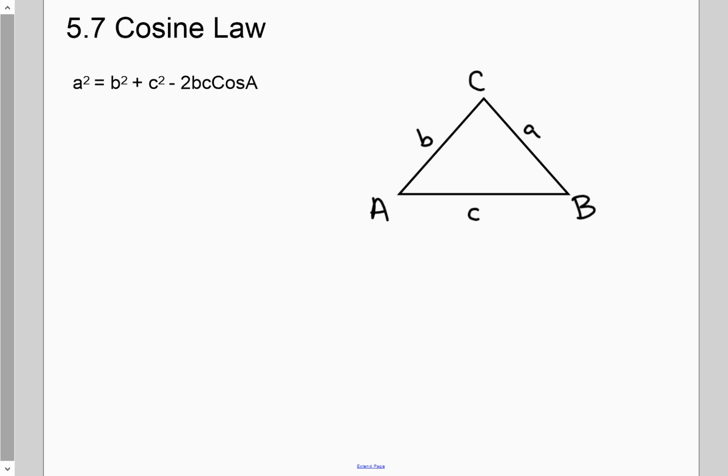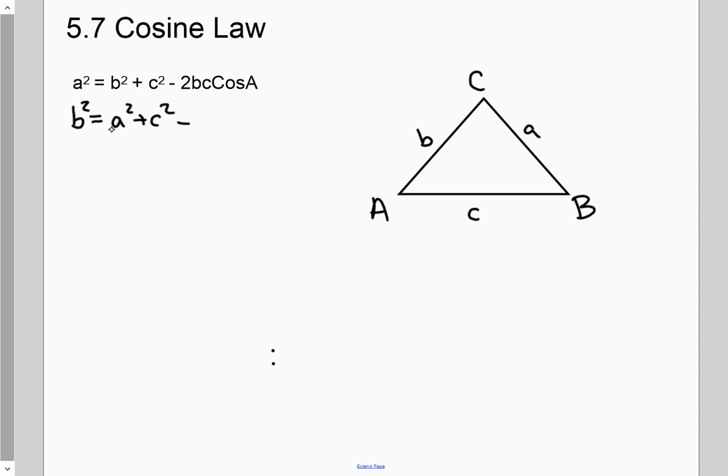The triangle has to be labeled in the same way as we said before, so capital letters for the angle, and lowercase letters for the sides. And it's set up a squared equals b squared plus c squared minus 2bc cos A. Now, if you're not looking for side A, let's say you're looking for side B, you're going to set it up in a similar way. So you start with b. Notice the other two sides have to be named next.